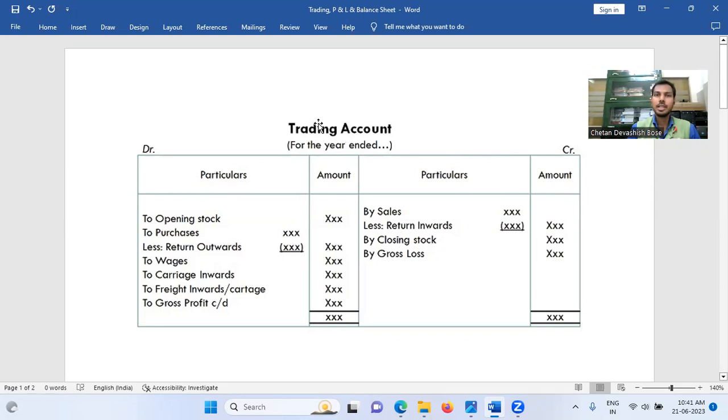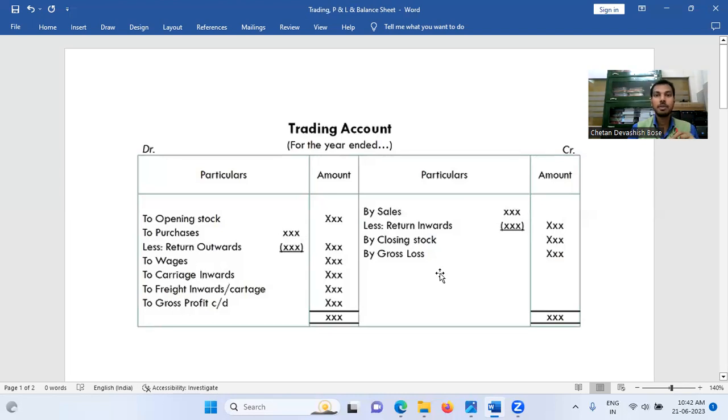Now, let us quickly revise what a nominal account was. Nominal account is an account which represents expense, loss, gain, profit. All the expenses and losses are posted at the debit side of the nominal account, and all the income and gains or profit is posted at the credit side. Since we consider trading account just like a nominal account, we will see all the expenses or losses at the debit side, and all the incomes or gains at the credit side.